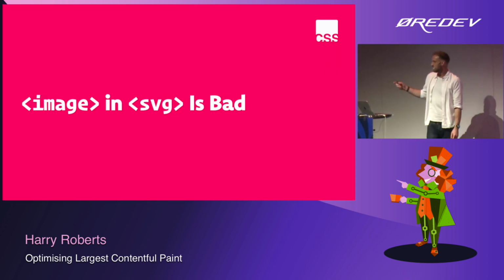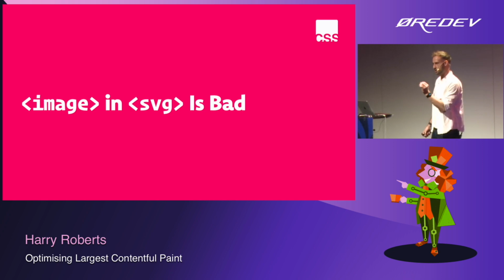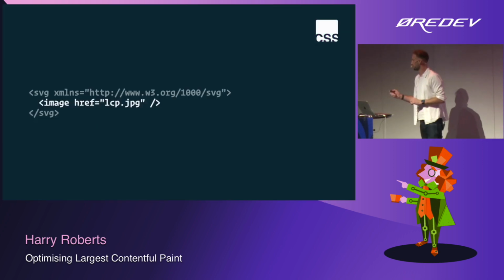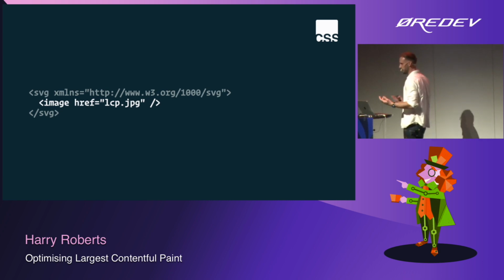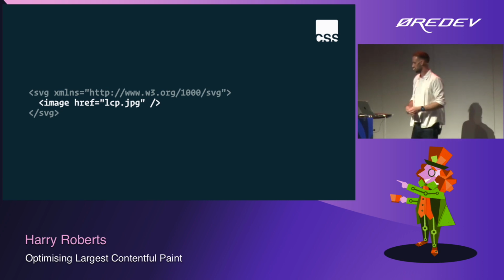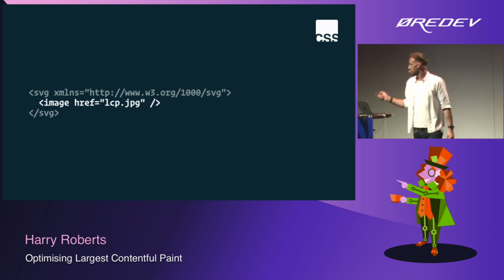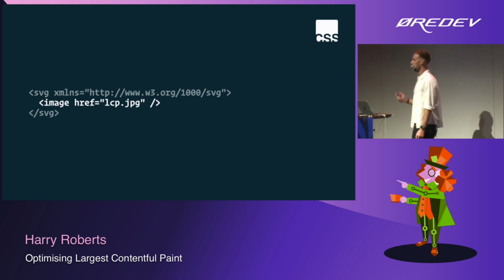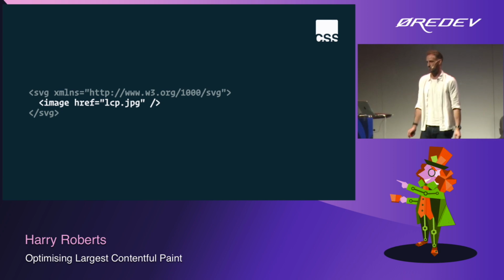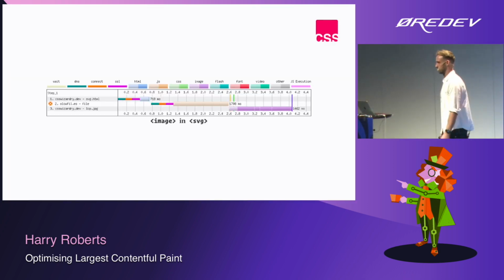Image in SVG, therefore, is bad, because it turns out images in SVG are hidden from the preload scanner. The preload scanner can't find it. The syntax for image in SVG, it's XML, so it needs the quote, it needs the self-closing tags, but it's also fairly simple syntax. The problem is that it is hidden from the preload scanner. If you copy and paste that into an HTML file, the preload scanner cannot find that image reference. That's why your waterfall looks like this.